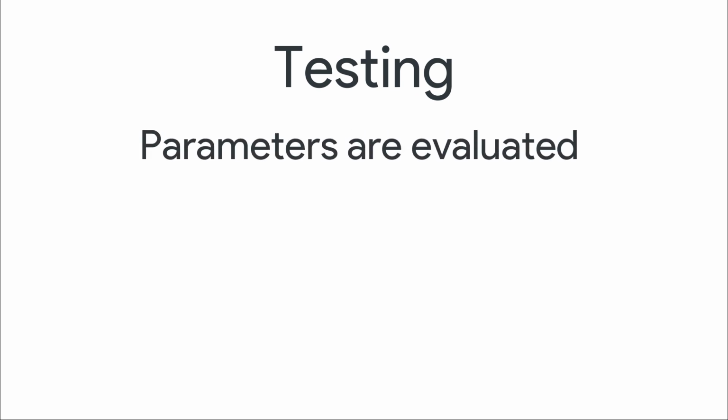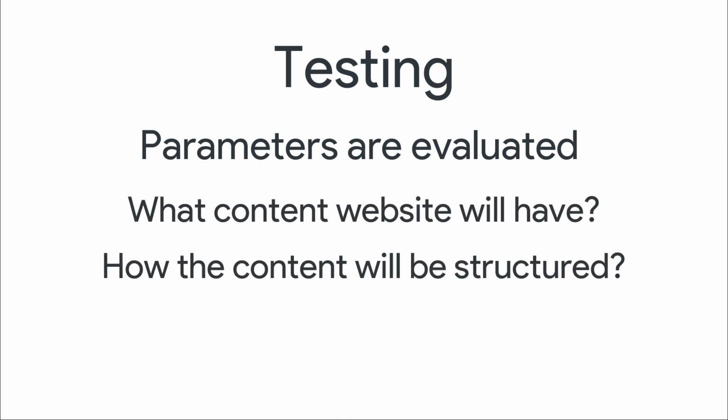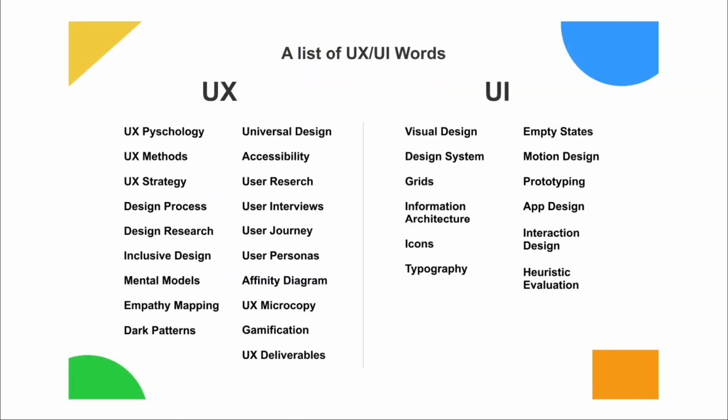Now coming on to the next step of UX design, that is testing. The working prototype goes under different kinds of testing, in which some parameters are evaluated. For example, on which page the user is spending more time, or on which page the user is getting stuck and closing the website, etc. So I hope you have got a finer understanding about what is UI and what is UX.